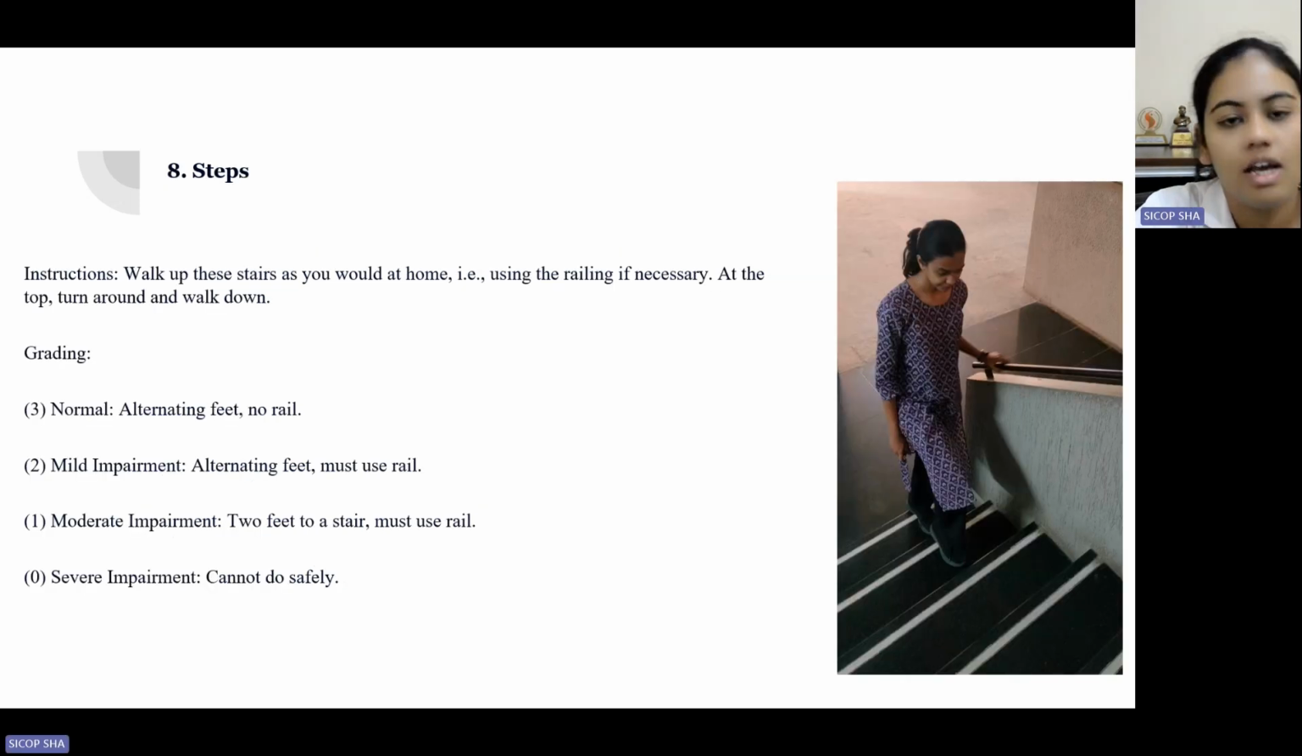Next is the last component, that is steps, in which the instruction given is: walk up these stairs as you would at home, using the railing if necessary, at the top turn around and walk down. So the grading says 3 is normal, alternating feet, no rail. Two is mild impairment, alternating feet, must use rail. One is moderate impairment, two feet to a stair, must use rail. And zero is severe impairment, in which the individual cannot do it safely.